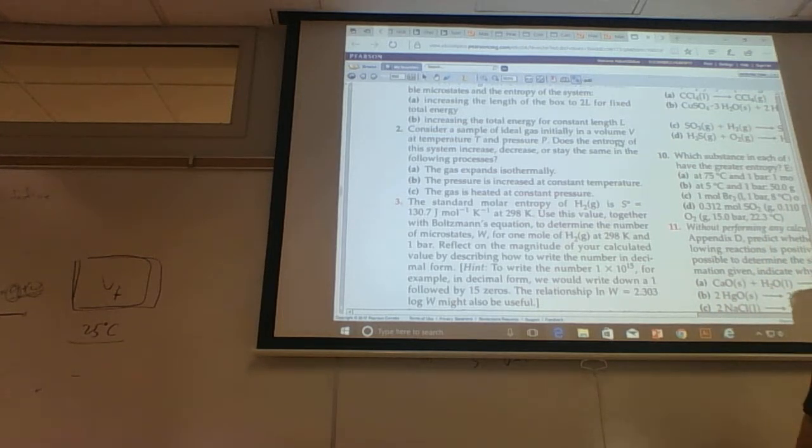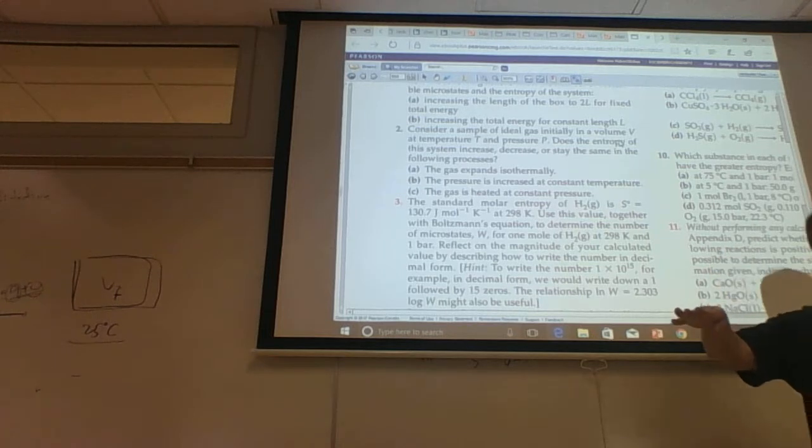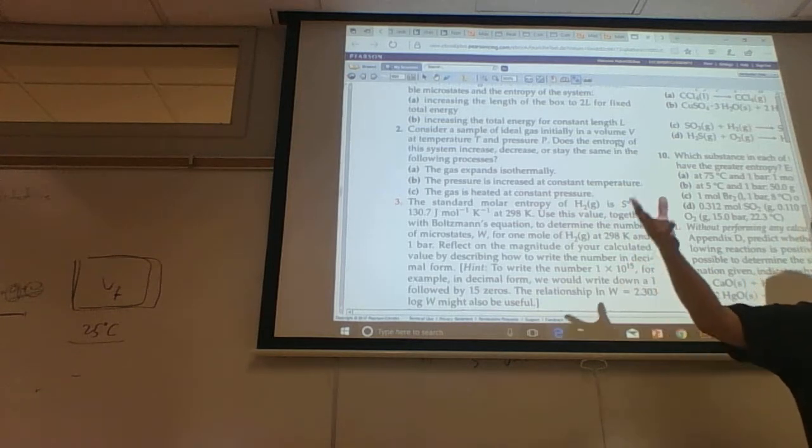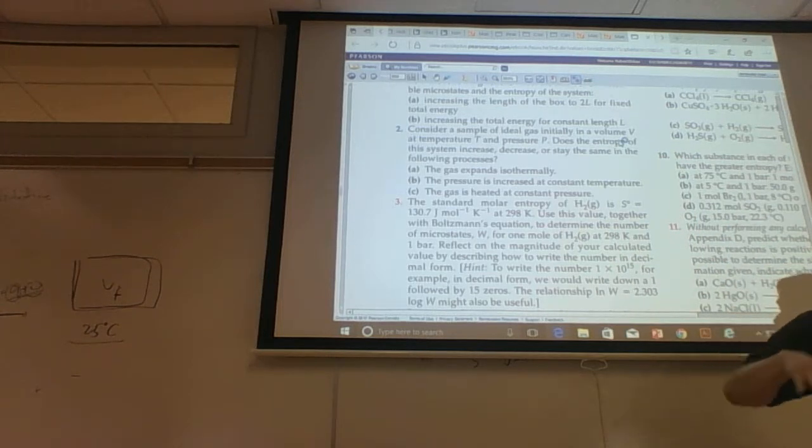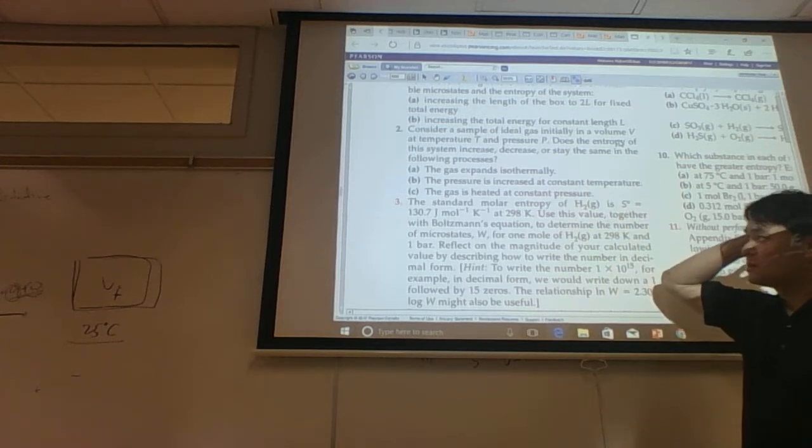The gas expands isothermally, so we think, okay, what stays the same? When a gas expands isothermally, the gas does work, but the temperature stays the same. It's an ideal gas, therefore its energy stayed the same. The initial energy and the final energy are the same, which means it had to absorb heat from the surroundings, otherwise it can't maintain the same energy. Well, gas expands isothermally. What's going to happen to the entropy? The entropy is going to increase.